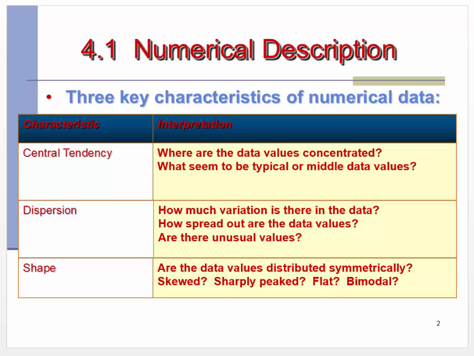And in describing data numerically, there are three key characteristics of the numerical data. First is central tendency, meaning where are the data values concentrated, what seems to be typical or middle data values. The second is dispersion: how much variation is there in the data, how spread out are the data values, are there unusual values, extremely large or small. And then there is shape. Are the data values distributed symmetrically, skewed, sharply skewed, flat, or bimodal, like we talked about last time?